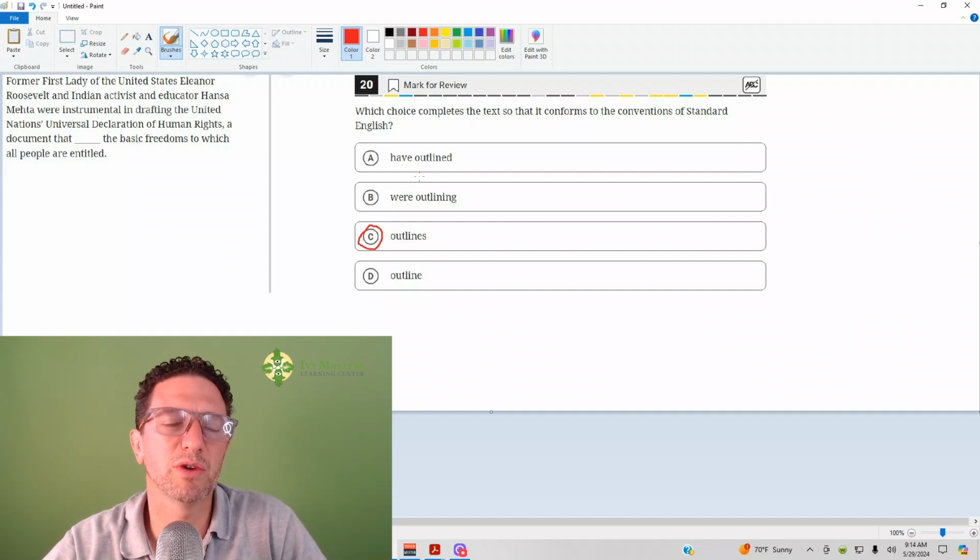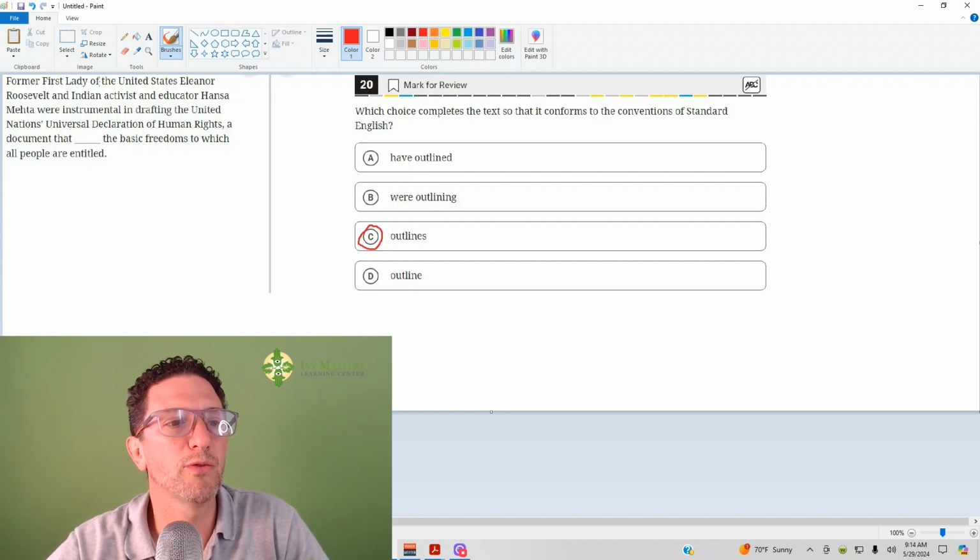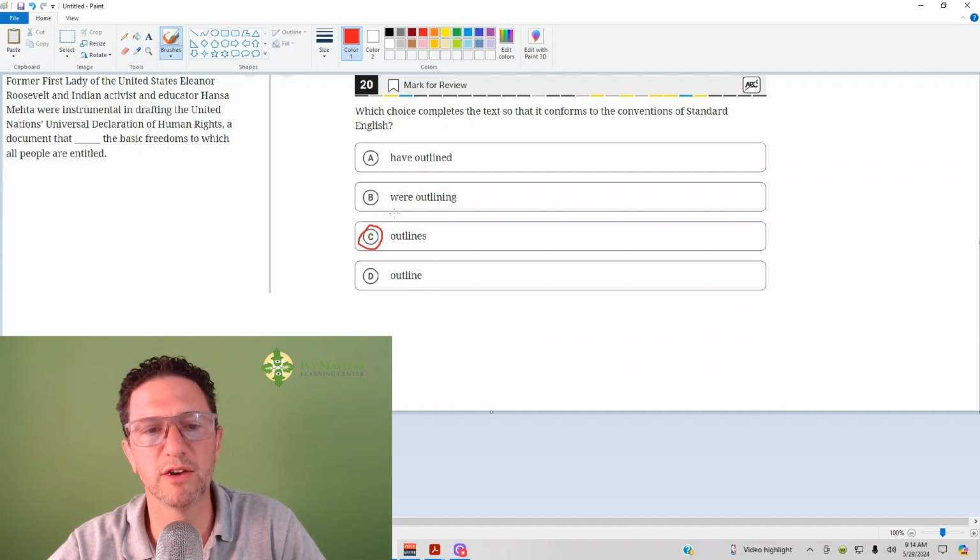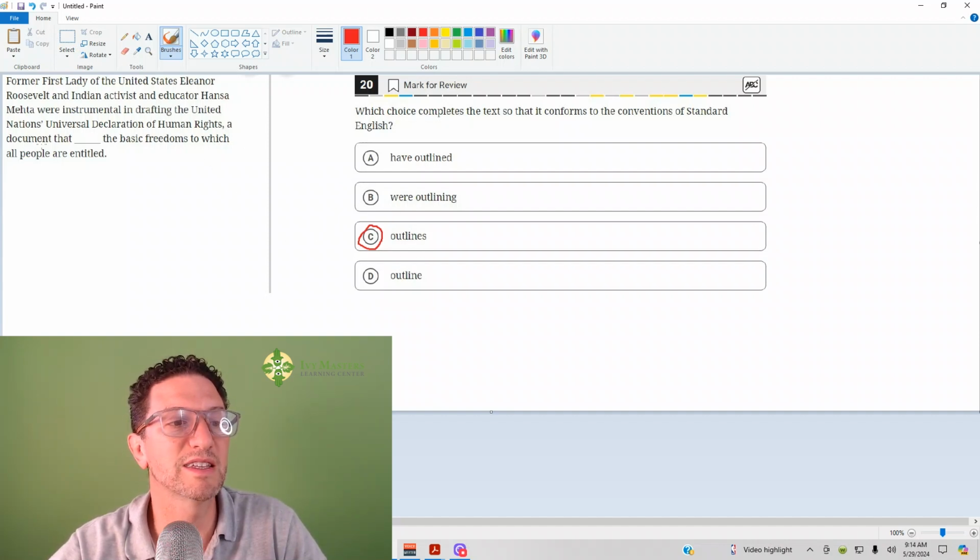So now we're actually going to read the sentence and identify what the actual subject of the sentence is. Former First Lady of the United States, Eleanor Roosevelt, and Indian activist and educator Hansa Mehta were instrumental in drafting the United Nations Universal Declaration of Human Rights, a document that blanked the basic freedoms to which all people are entitled. The subject is a performer of action. You could ask yourself who or what have outlined or were outlining or outlines or outline the basic freedoms. And it's a document. Subject here is document.